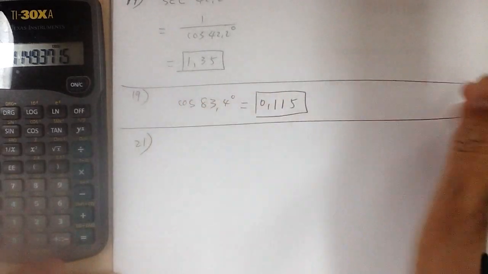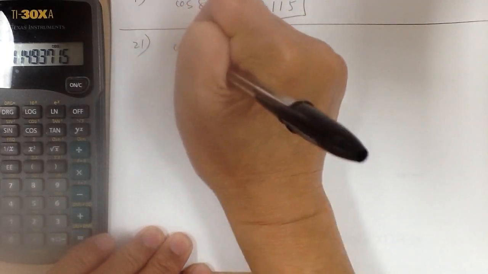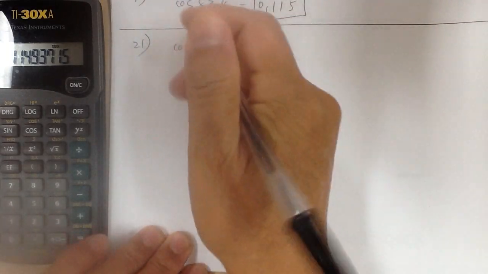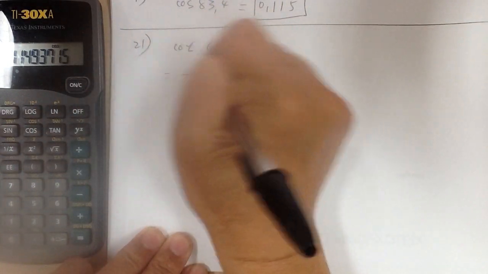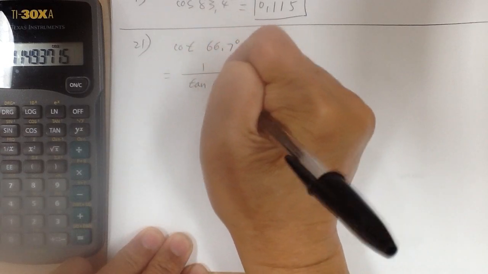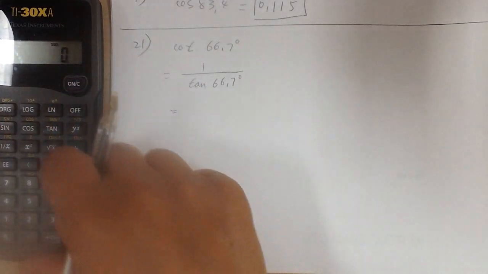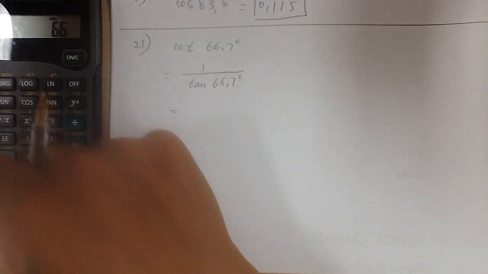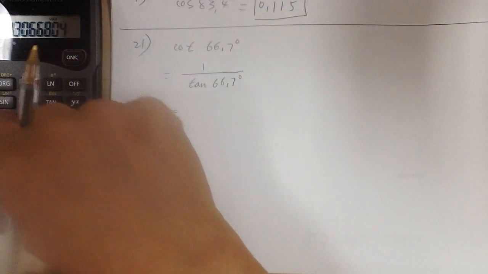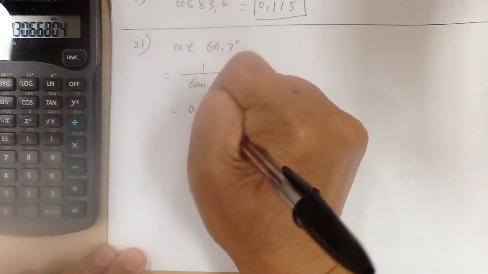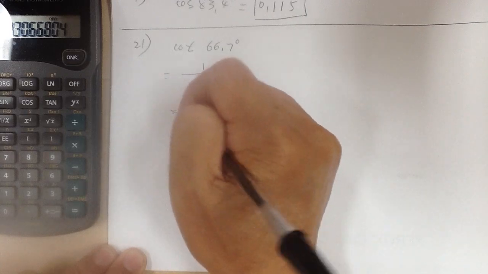Okay, 21. Number 21 is cotangent of 66.7 degrees. This is a secondary function, so you have to convert into a primary function. So this is equal to 1 over tangent of 66.7 degrees. I enter the number first, 66.7 degrees, take the tangent of that, and then take 1 over that, which will give you 0.431.